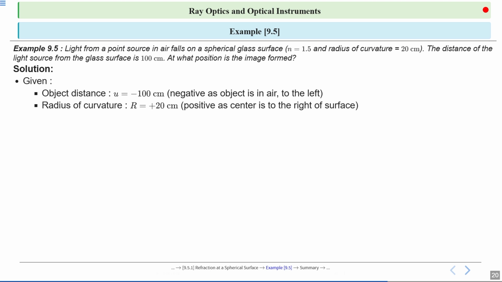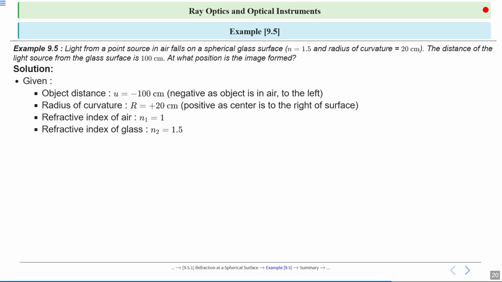It is also not given which type of spherical surface is there, so we'll assume it as convex. So radius of curvature r equal to 20 centimeter. Refractive index of air n1 is equal to 1 because the object is placed in air, and the refractive index of glass n2 is 1.5.